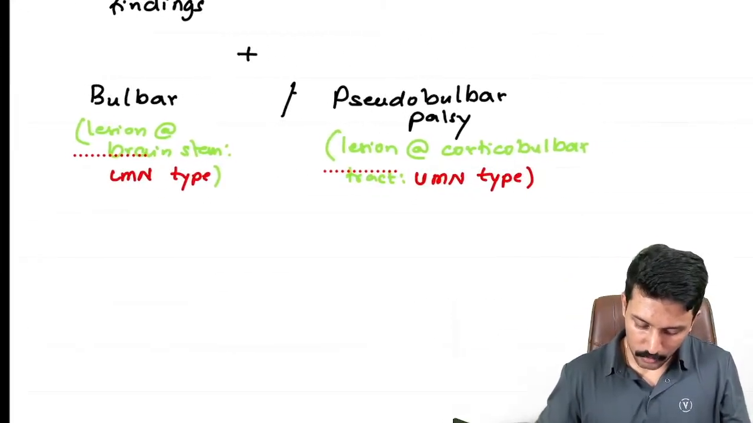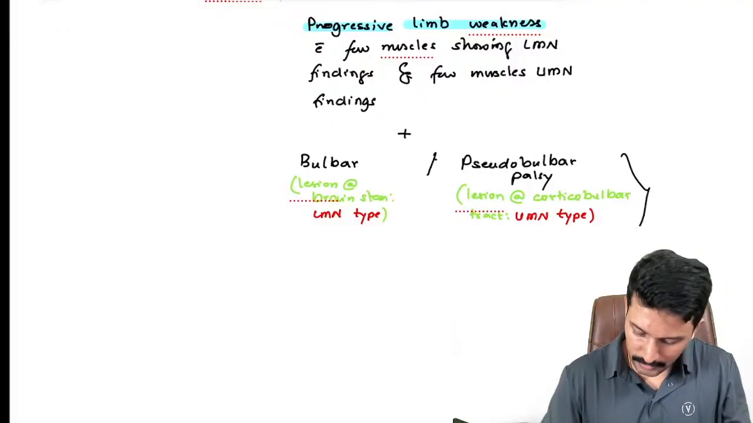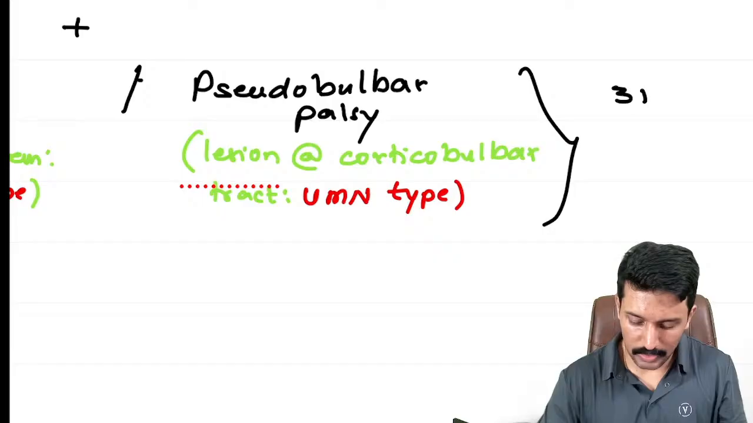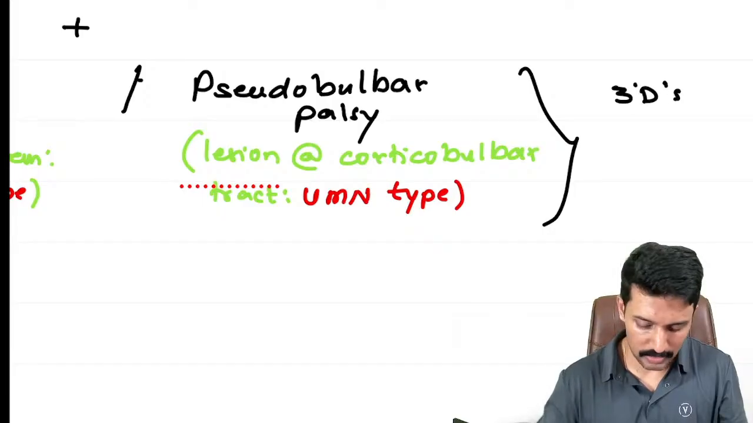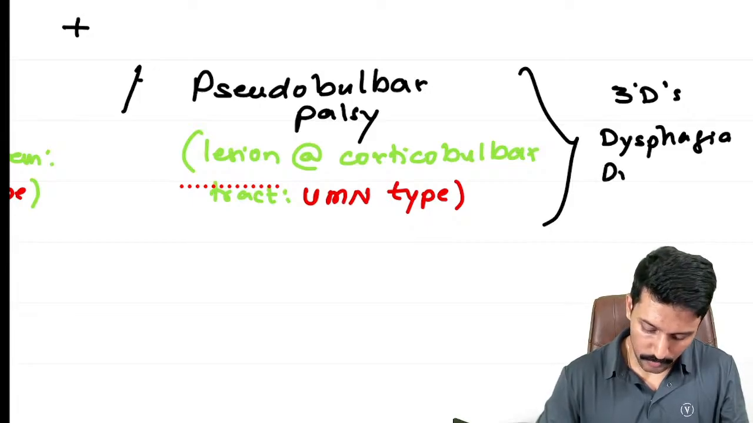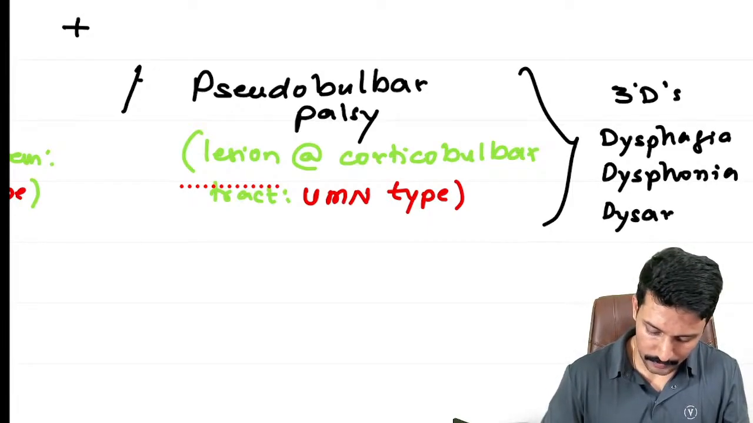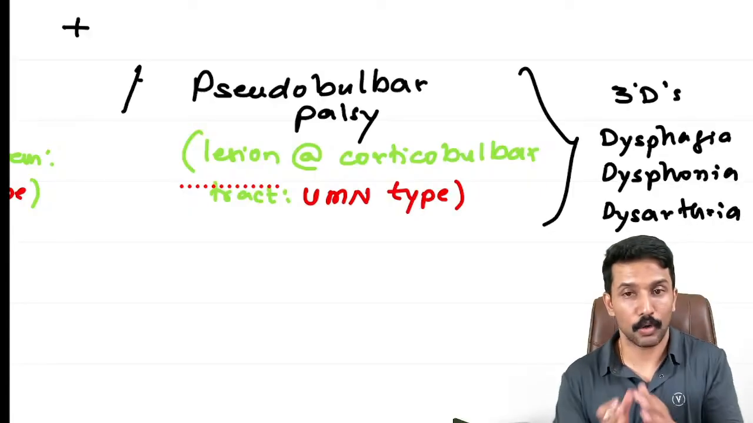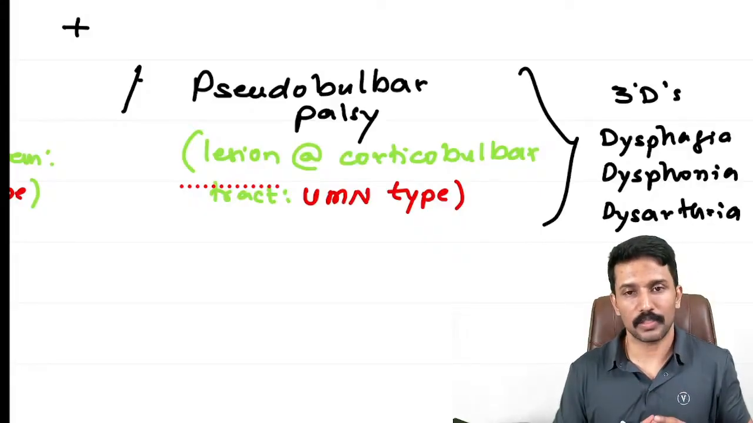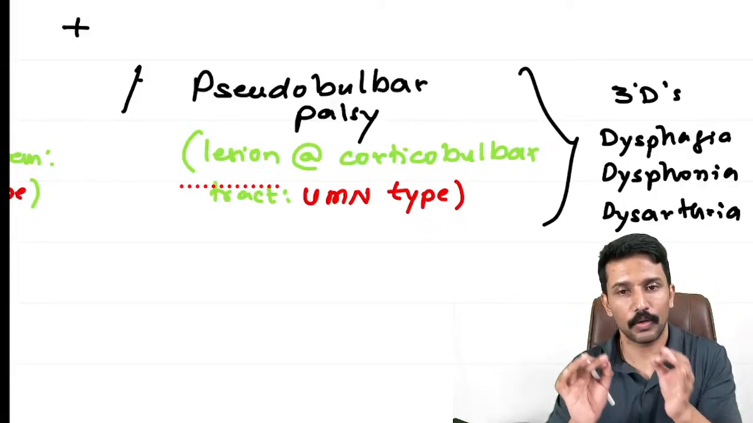And when that happens, what symptoms will these bulbar or pseudobulbar palsies present with? They will present with the classical 3Ds. Can anybody tell me what are those 3Ds of bulbar or pseudobulbar palsy? Dysphagia, dysphonia, and dysarthria. And these are the exact reason why Stephen Hawking had to use a voice synthesizer to speak, right? So any question which talks about progressive limb weakness along with dysphonia, dysphagia, dysarthria is equal to ALS.